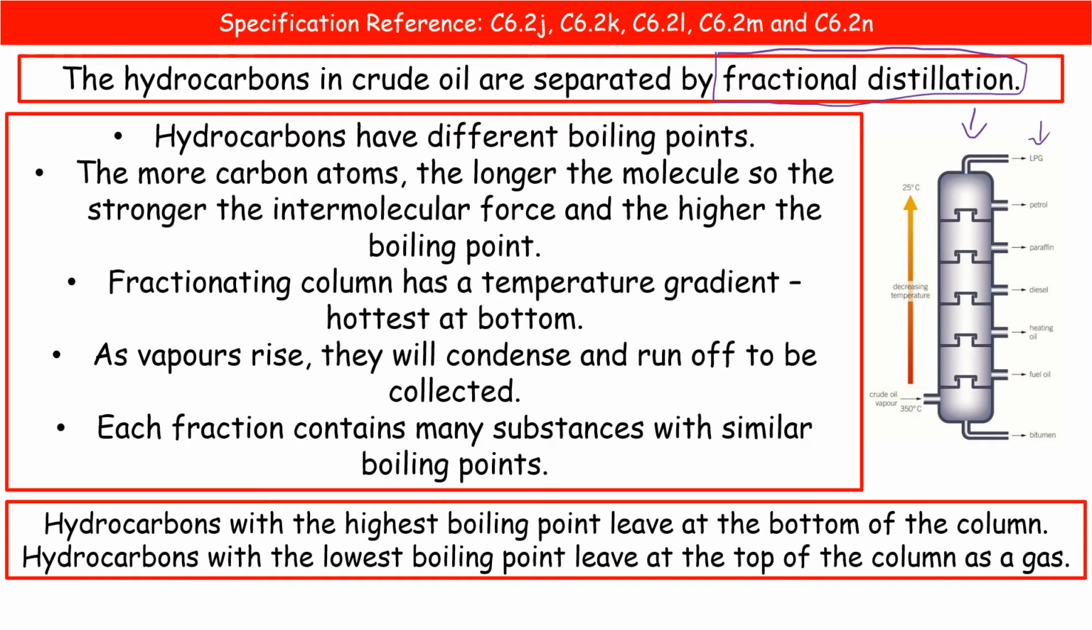Key thing to remember on that is hydrocarbons have different boiling points based on the length of the molecule. So longer molecules, stronger intermolecular forces, higher boiling points, and we've got this temperature gradient within the fractionating column itself. What that means is that the hydrocarbons with the highest boiling point are going to leave at the bottom. That's our bitumen. Whereas the hydrocarbons with the lowest boiling point are going to leave at the very top, LPG, and that is a gas.